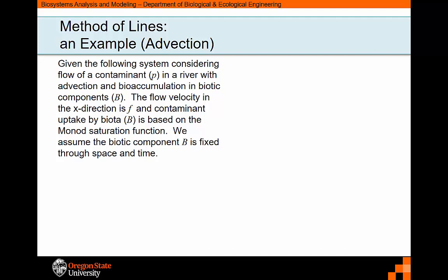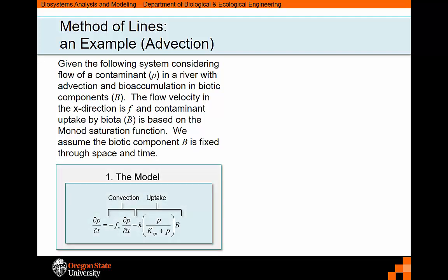In addition to advective flow, the contaminant will be subject to uptake via the biological elements in the system. The differential equation describing the dynamics of the contaminant P is shown here. Processes influencing system dynamics include advective flow and biological uptake, modeled using the Monod saturation function and assuming a fixed biological component B in the river.